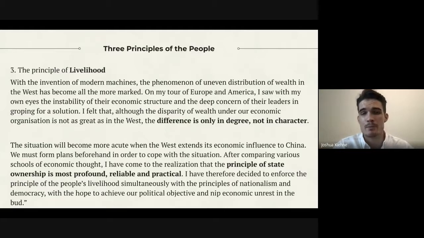And you might say that because China hasn't necessarily industrialized that heavily, there actually hasn't been the same degree of inequality that we see in countries like Great Britain or in Russia during the same period.